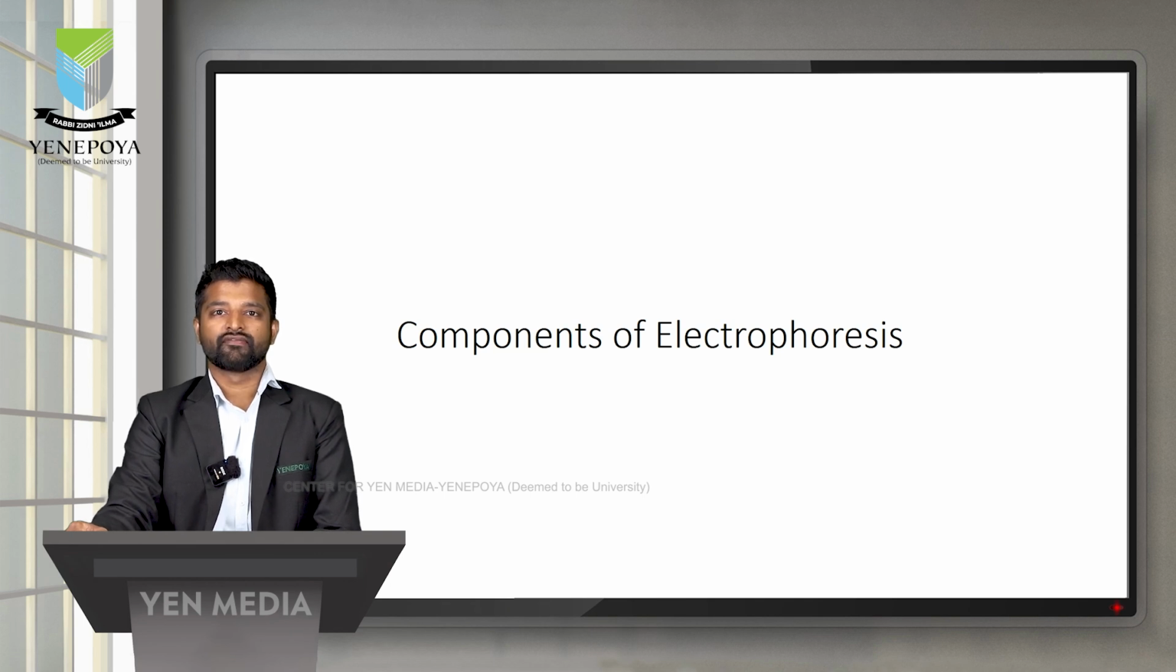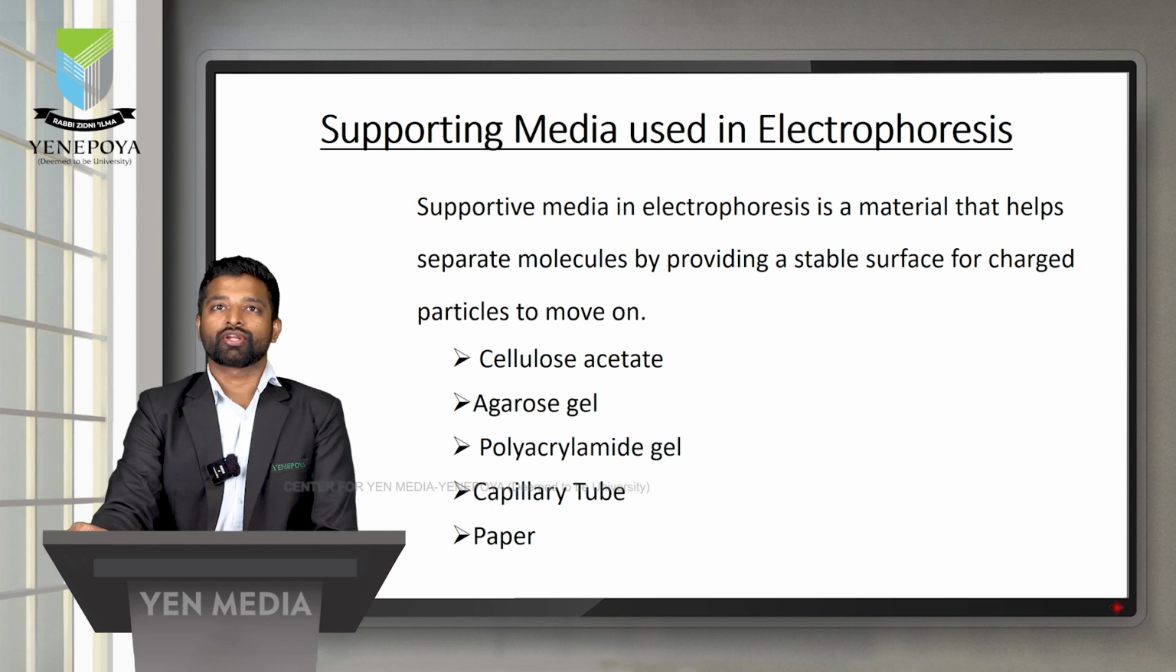Next, in a few slides, we will be checking the components of electrophoresis. Supportive media used in electrophoresis. Supportive media in electrophoresis is a material that helps to separate the molecules by providing a stable surface for the charged particles to move on. So electrophoresis can also be classified based on what type of supportive media we are using.